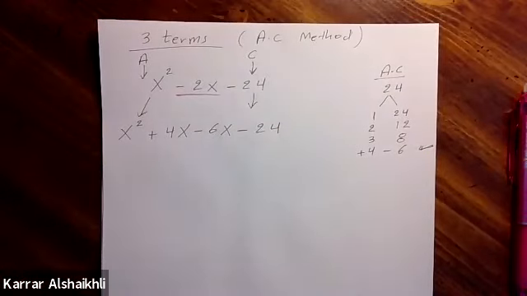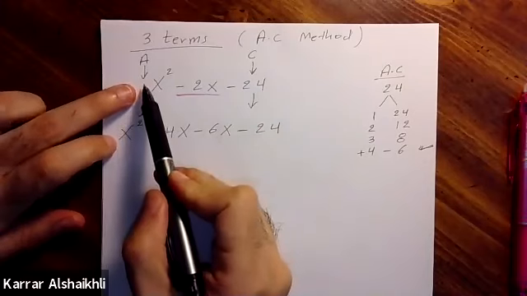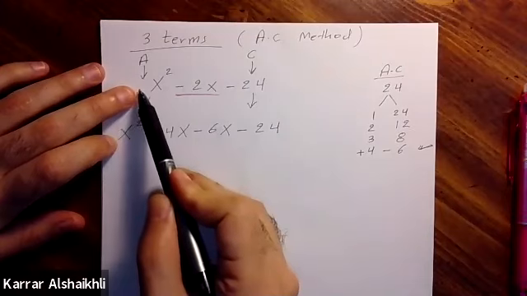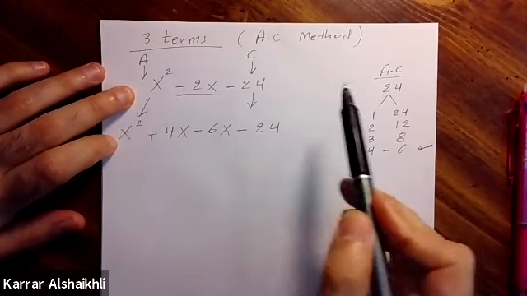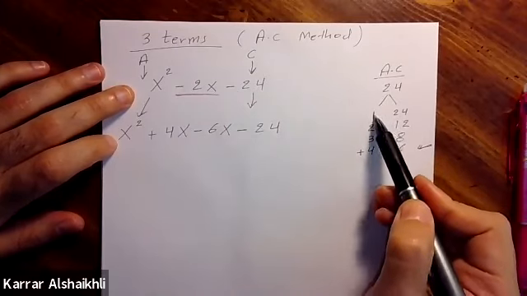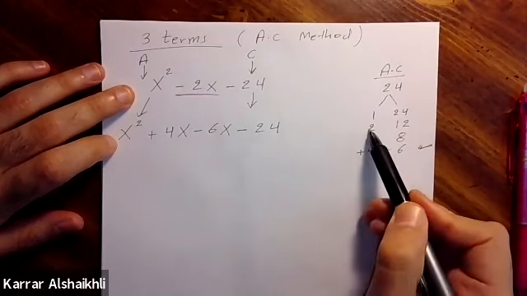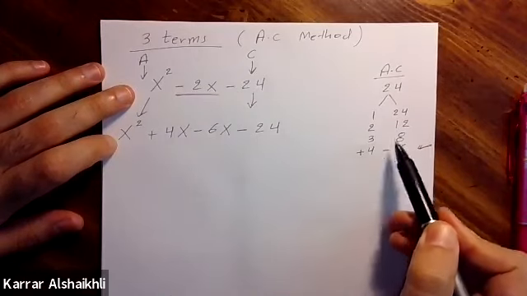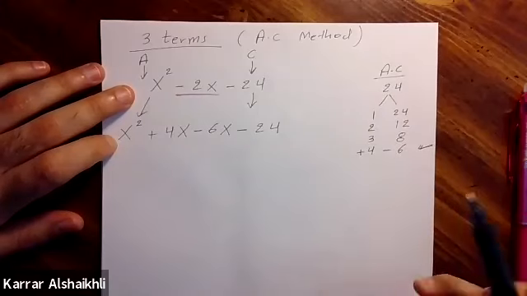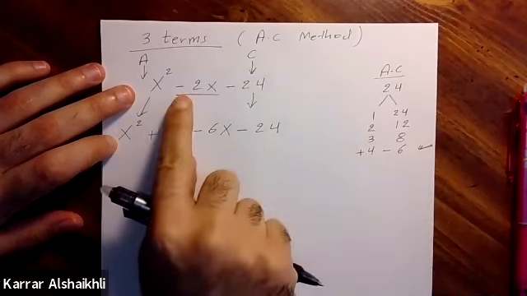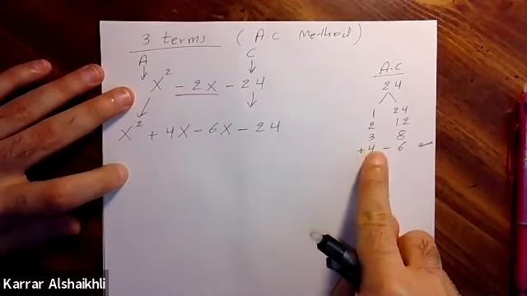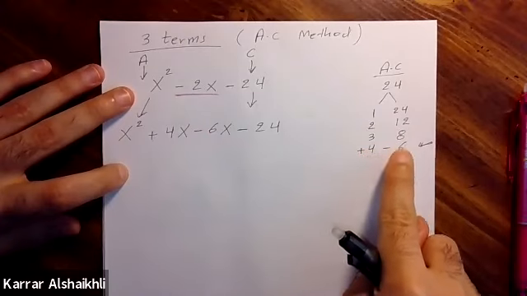Let's do the steps again. A is the number here with the x squared. C is the number by itself. 1 times 24, I'm not going to care about the sign, is 24. Then I'm going to factor the number 24. 1 times 24, 2 times 12 is 24. 3 times 8 is going to be 24. 4 times 6 is 24. I need to use one of these options to get -2. The only option here is 4 minus 6. That means +4 minus 6.